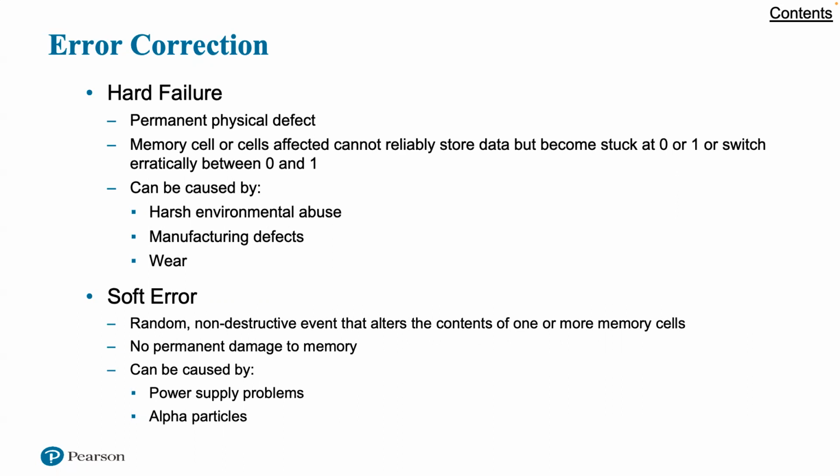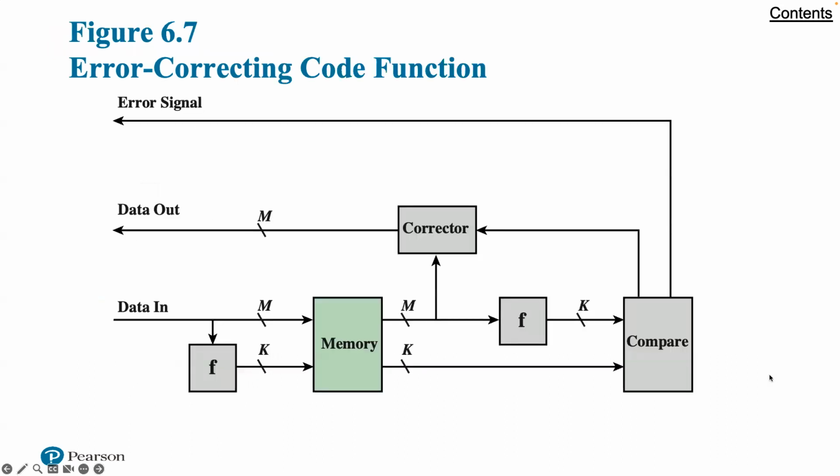A soft error is a random, non-destructive event that alters the contents of one or more memory cells without damaging the memory. Soft errors can be caused by power supply problems or alpha particles. These particles result from radioactive decay and are distressingly common because radioactive nuclei are found in small quantities in nearly all materials. Both hard and soft errors are clearly undesirable, and most modern main memory systems include logic for both detecting and correcting the errors. So we have to handle both of those: find out if there's an error, and if there is, figure out how we're going to deal with it.